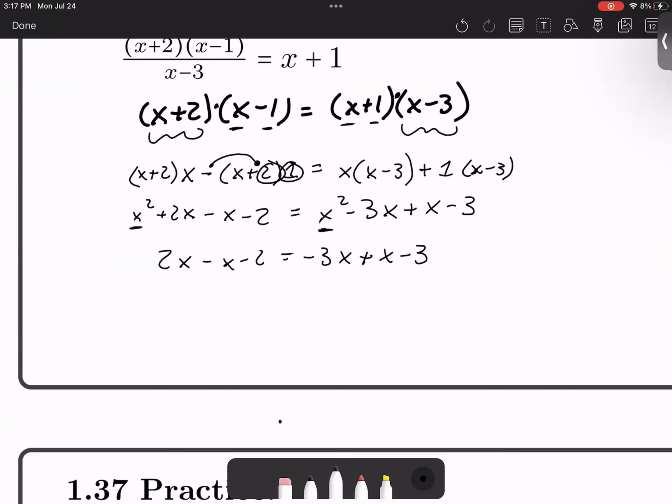And I want to solve for x, so let's move all of our x's onto one side. We've got 2x minus x. If I move this minus 3x to the other side, it now becomes plus 3x, right? Or if I add 3x to both sides. If I move this x to the other side, it now becomes minus x. This is equal to this minus 3 here. And then let's move this minus 2 over to the other side. It becomes plus 2.